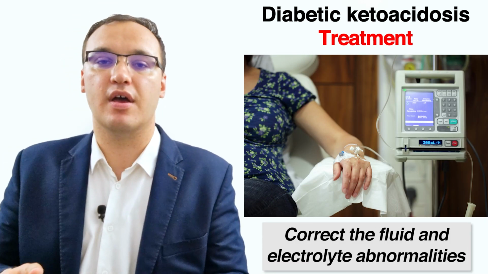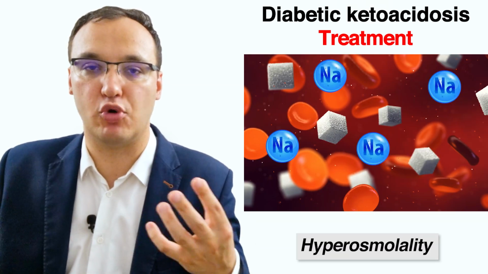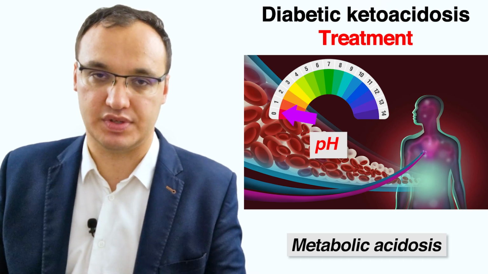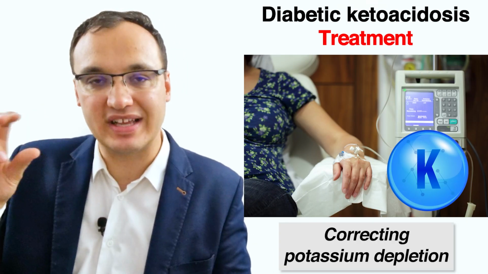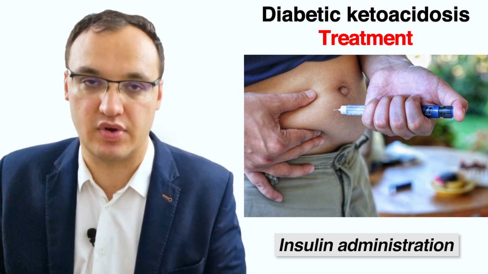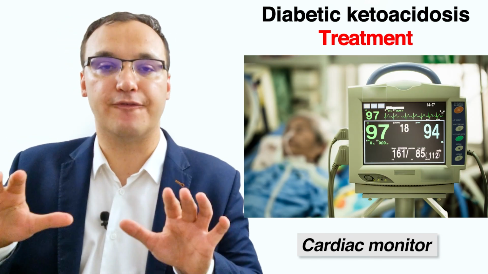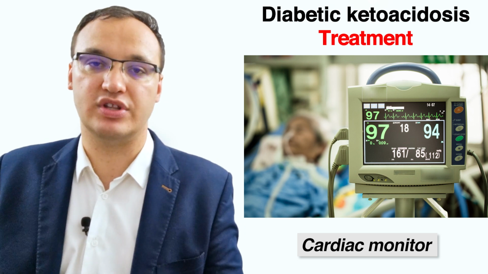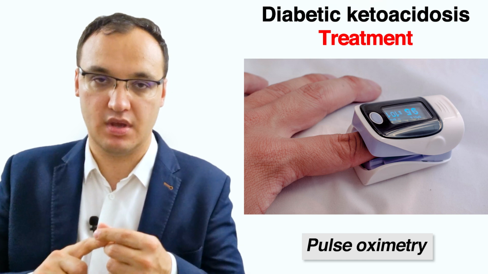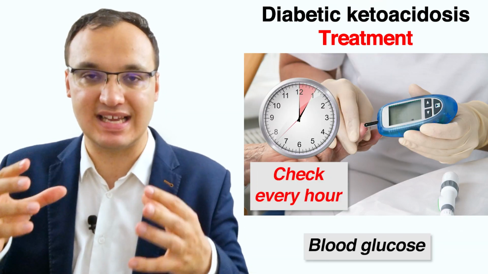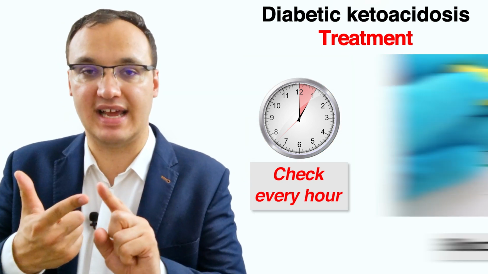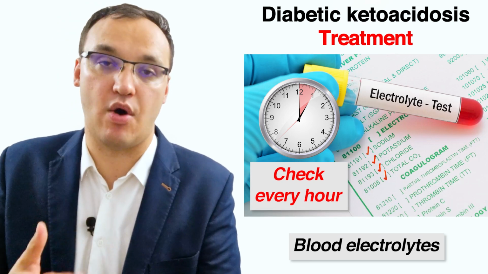And typically we have a hyperosmolality and a hypovolemia and metabolic acidosis. Correcting the potassium depletion and the administration of insulin is very important in this disease. And frequent monitoring is essential with cardiac monitoring, capnography, and pulse oximetry. The patient's blood glucose is essential because we need to check the glucose, and we need to check the electrolytes, and we check that every hour.